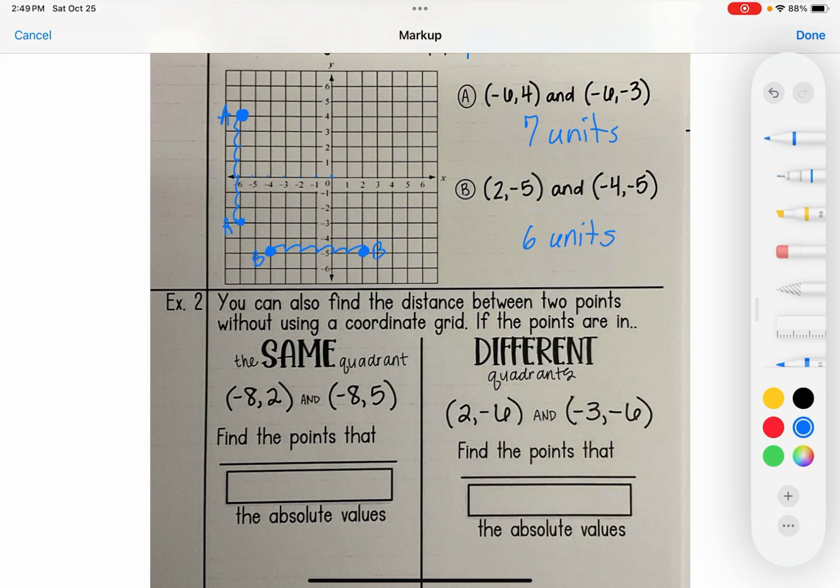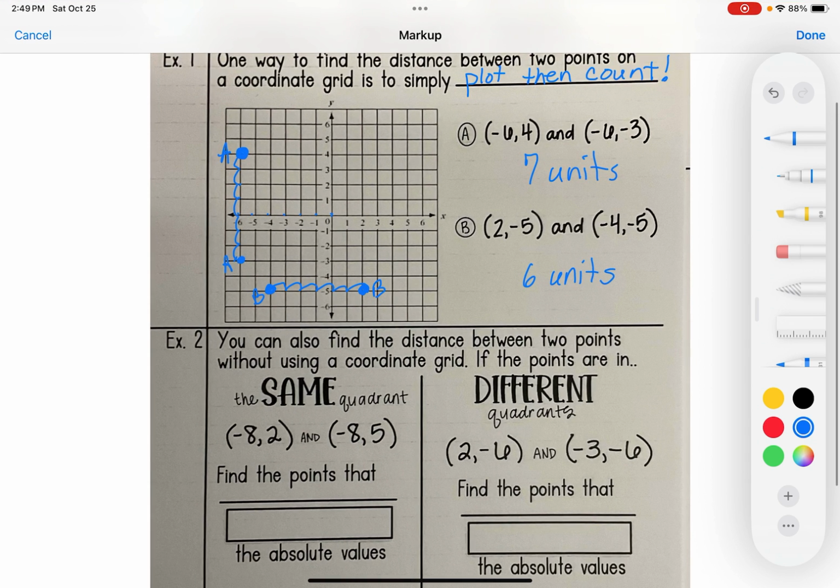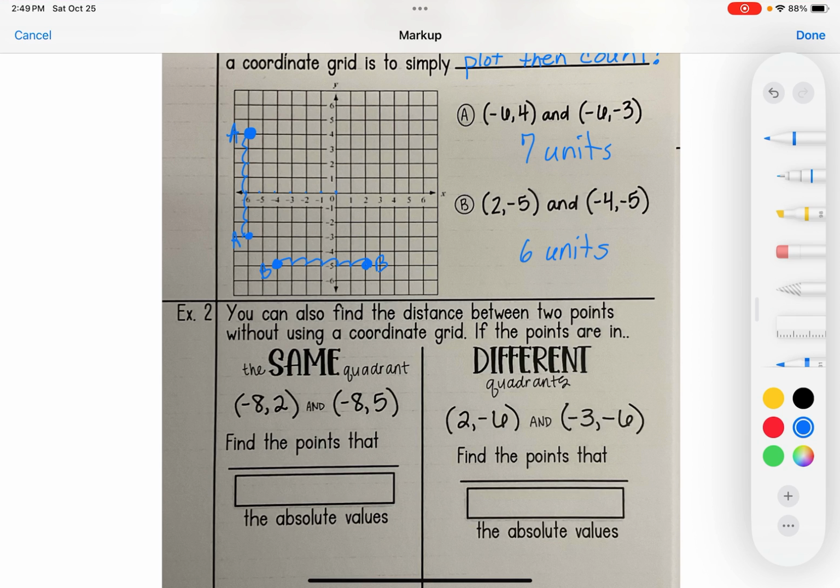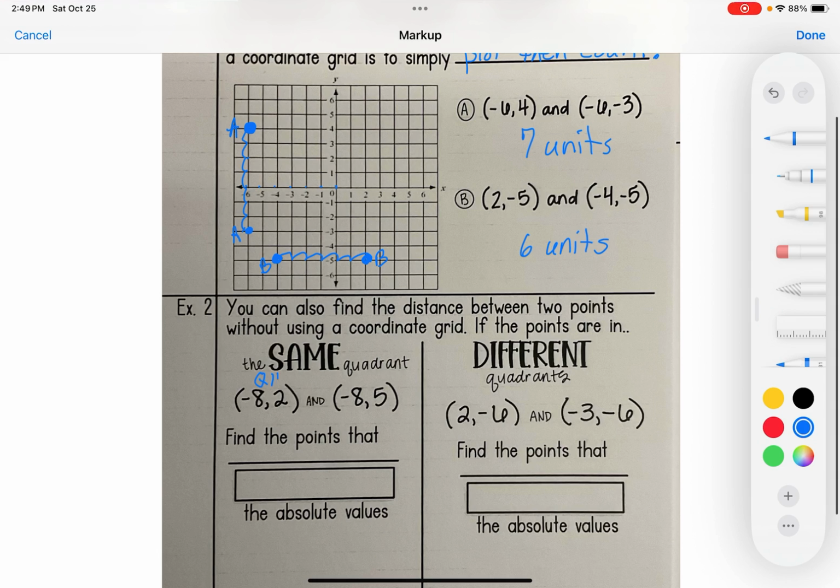So if we have 2 points that are in the same quadrant, like right here, for example, -8, -2, I know I'm going to go to the left for -8, and I'm going to go up to the 2. So I'm going to end up in quadrant 2. And the other point, -8 up to -5, would also be in quadrant 2. So they are in the same quadrant. So what I'm going to do is find the points that don't match, and I'm going to subtract.